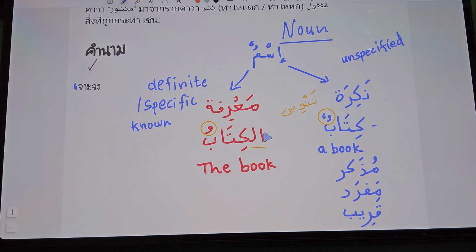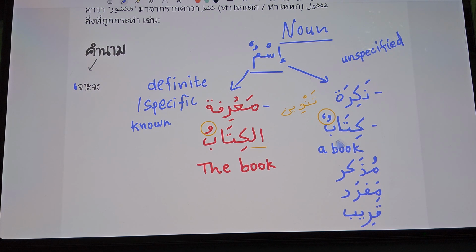Brother Yasin, are you there? Tamam. In Arabic, the word is divided into three: you have ism, you have fi'l, and you have harf. Ism is noun, fi'l is verb, and harf is particle. Now we are speaking about noun, which is called ism. Then you have ma'rifah, and you have nakira.